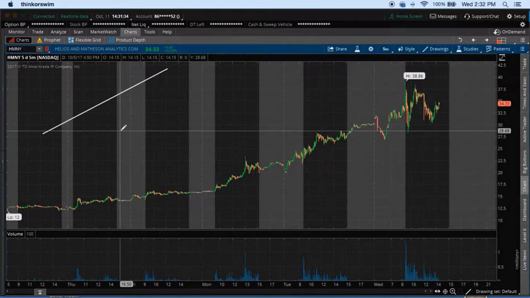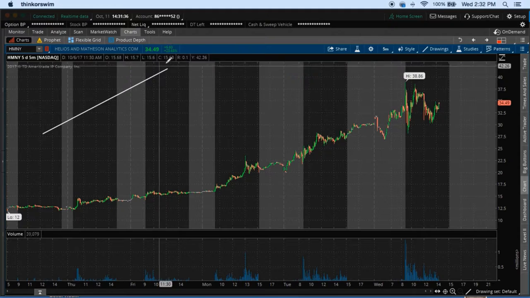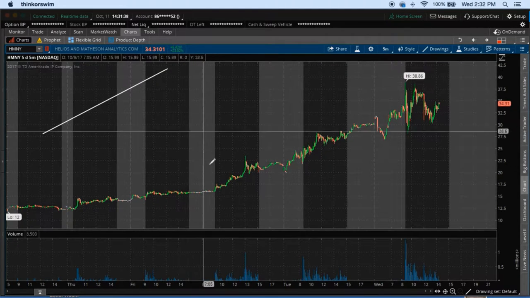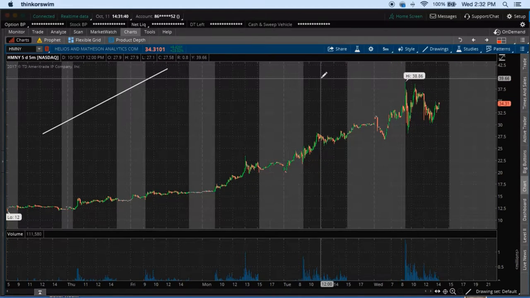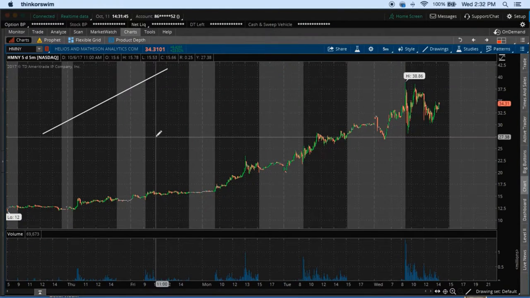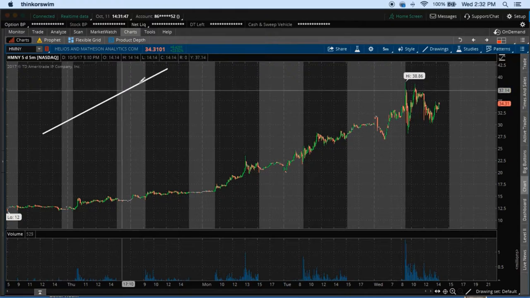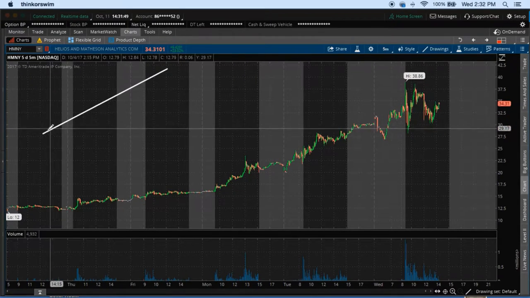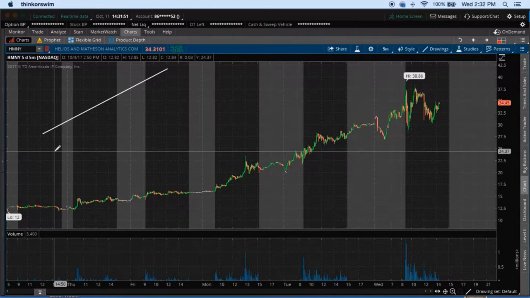So let's go over this. Just because we have a line does not mean there's a trend. Just because the price is going up doesn't even mean it's trending. All it means is it's going up, okay? So here's what some people think a trend is, but this is what a trend really is.